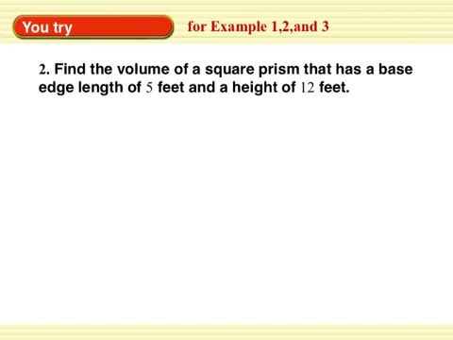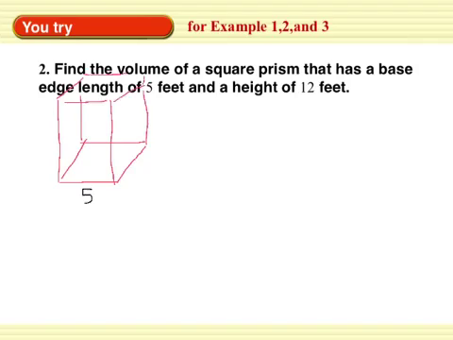Find the volume of a square prism that has a base edge length of 5 feet and a height of 12. So if I draw a really rough sketch, it's a square prism. That means that its base is a square. So 5, 5, and 12. I'm pushing pause. You give me the volume.